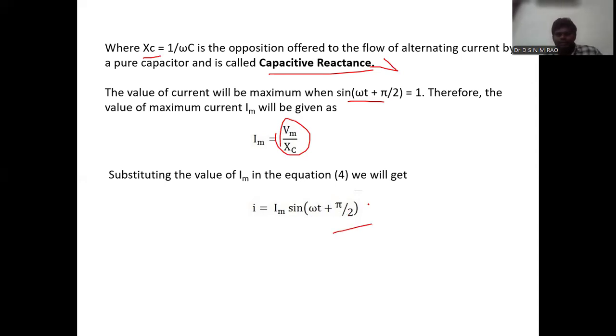That means it can also be written as Im at an angle of plus 90 degrees, that is plus pi by 2. Whereas for an inductor, it is Im sin of omega t minus pi by 2, that is Im at minus 90 degrees. For the capacitor, the current leads the voltage, with Im at an angle of 90 degrees relative to the 0 degree voltage reference.